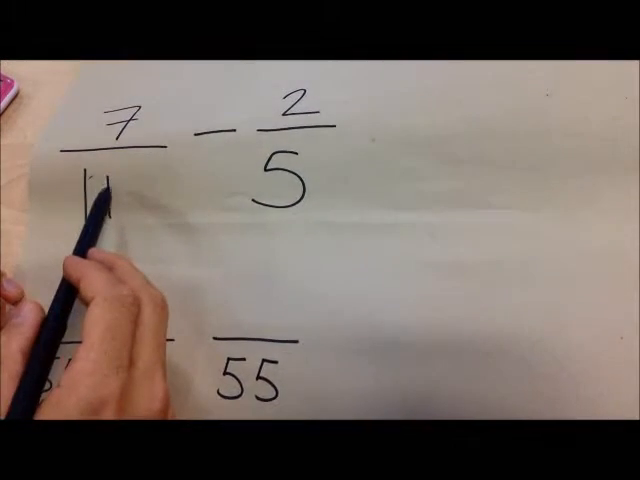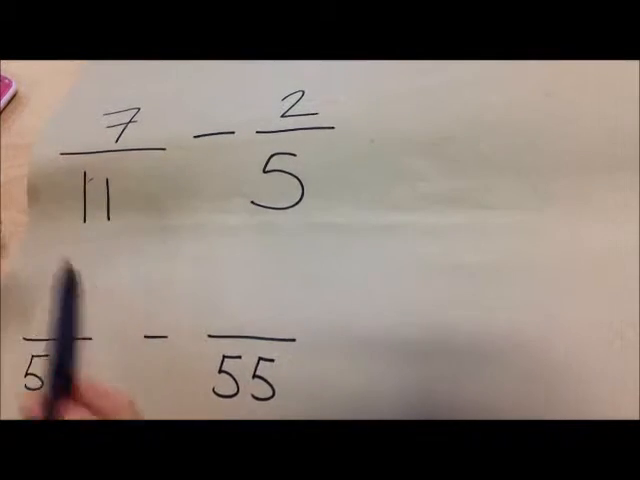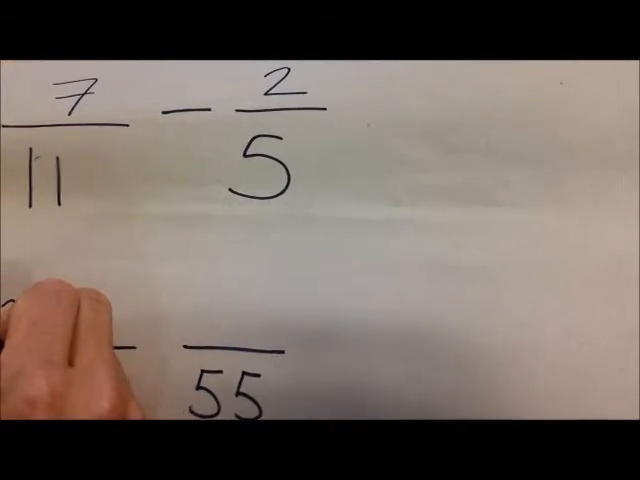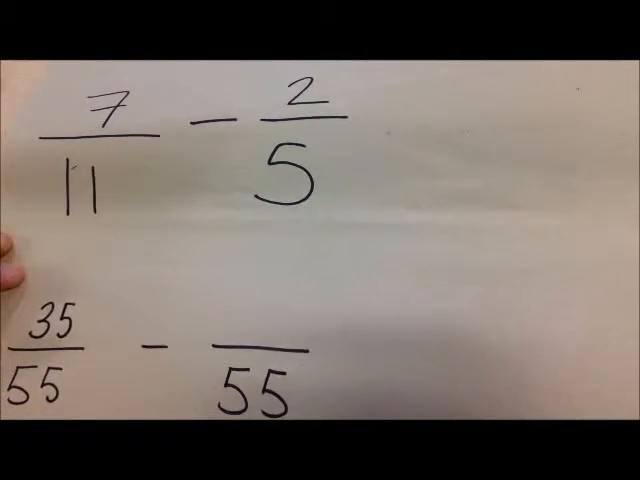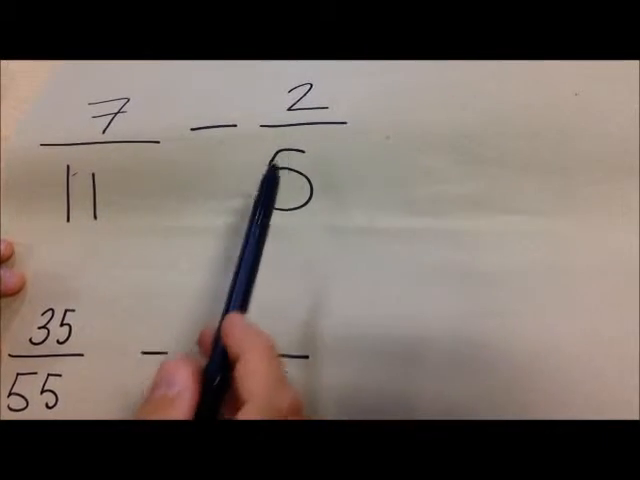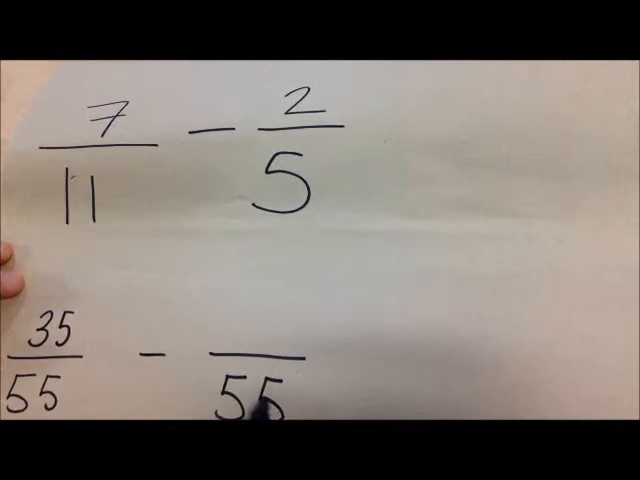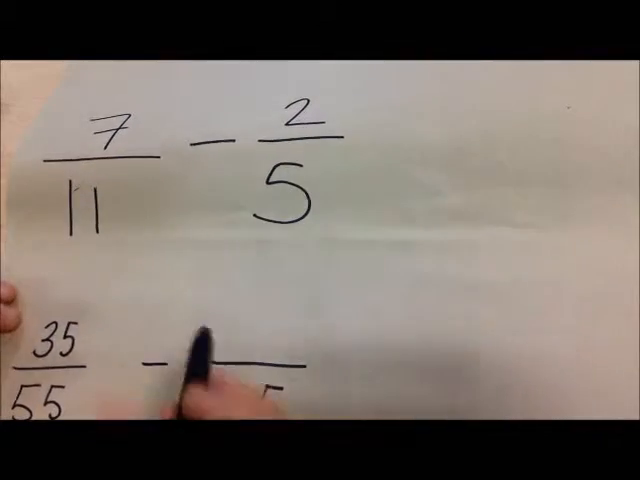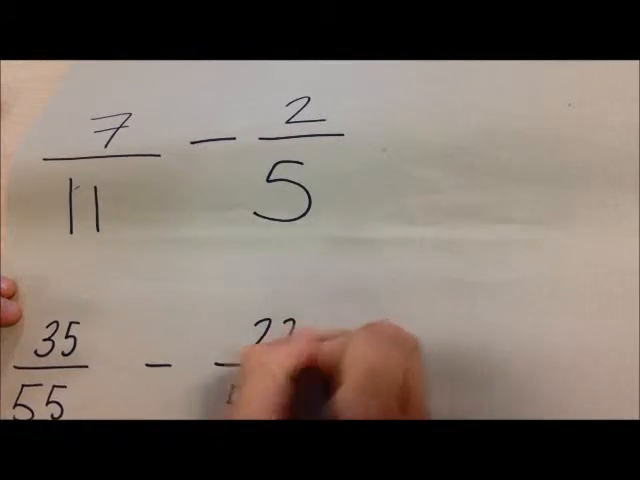Remember, whatever you do to the bottom, you have to do to the top as well. So we have to do 7 times 5, which gives us 35. We also then have to look at this fraction. How do we get from 5 to 55? We have to times it by 11. We have to do the same to the top. 2 times 11 gives me 22.